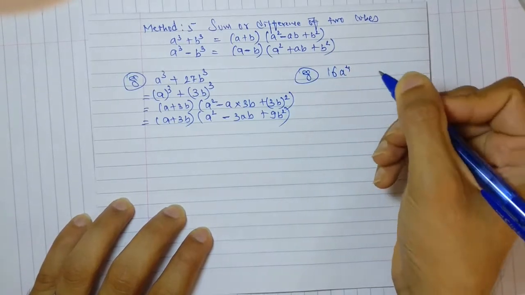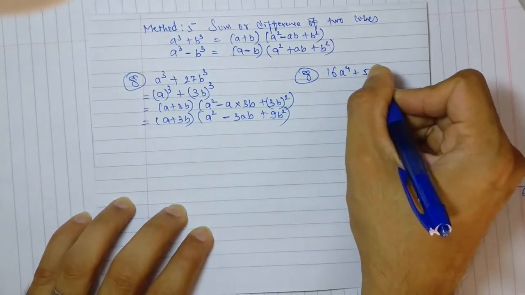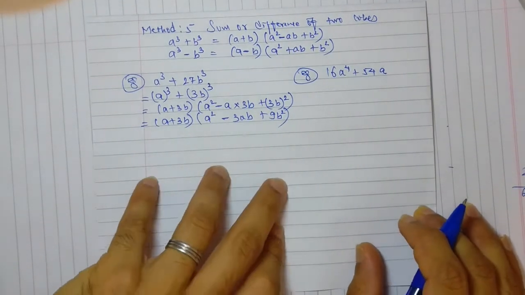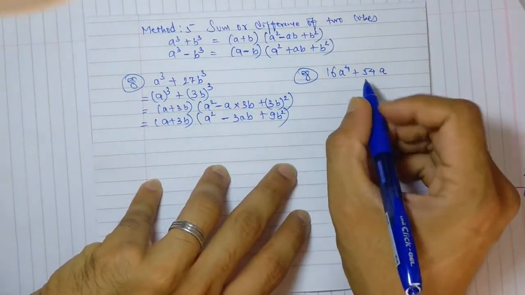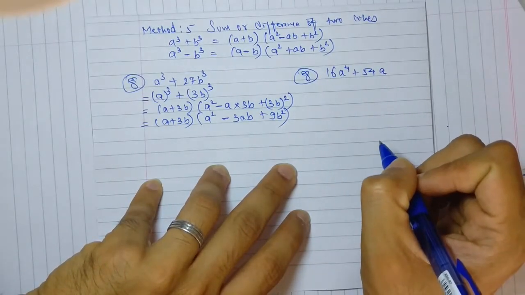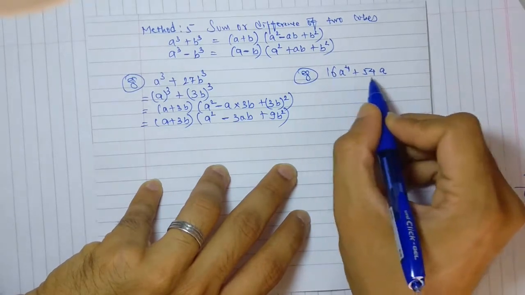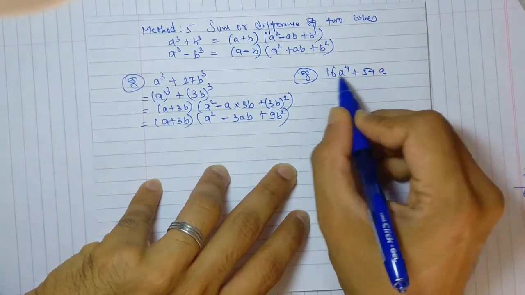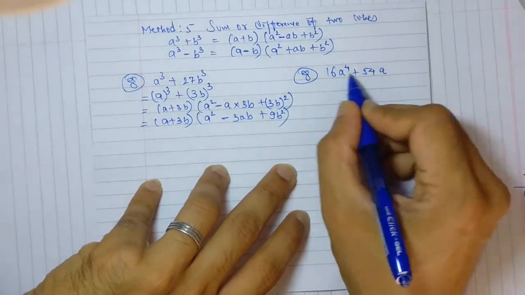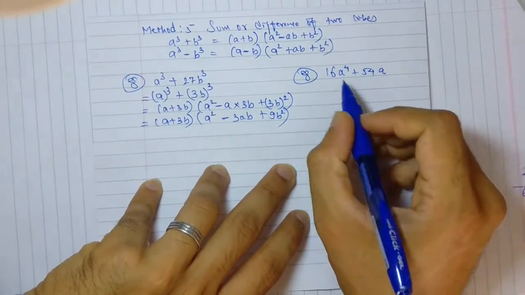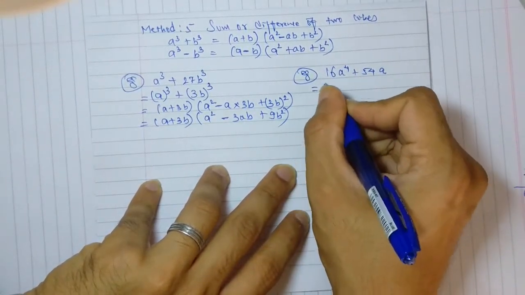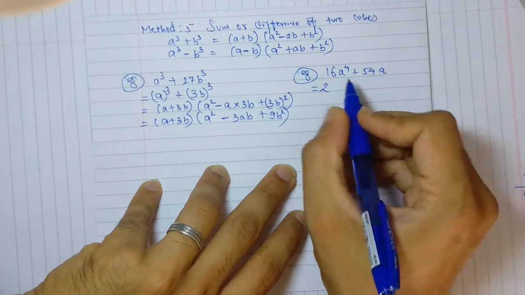16a raised to 4 plus 54a. Now, out of these two terms, what is common? Because this is not of the form of sum or difference of two cubes. This is a raised to 4 and a. Of course, 16 and 54 are not perfect cubes. So what is common? In 16 and 54, 2 is common. In a raised to 4 and a, a is common.